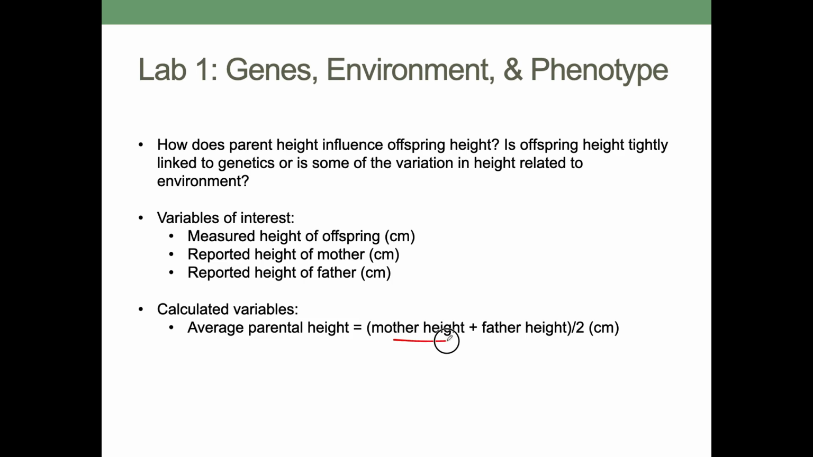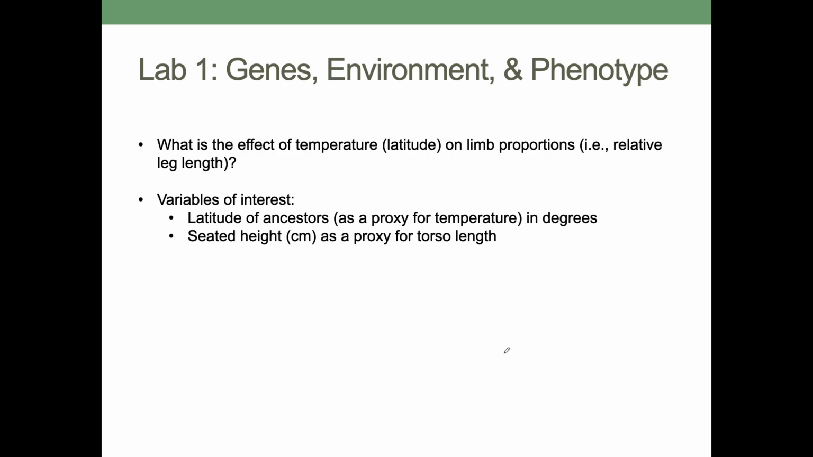That is the height of the mother plus the height of the father divided by 2, because there's 2 individuals. For the second question, what is the effect of temperature on limb proportions?